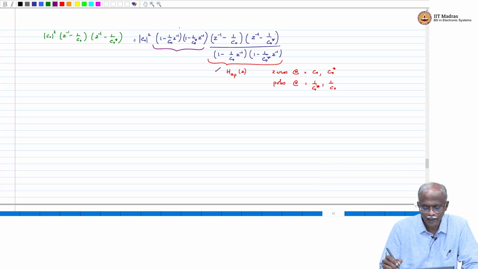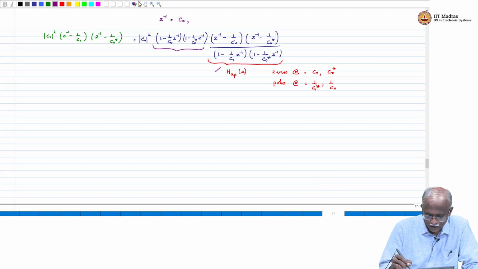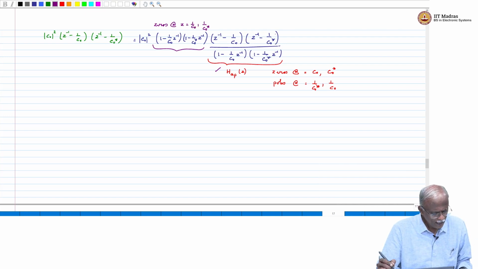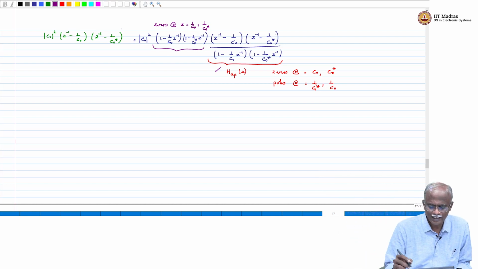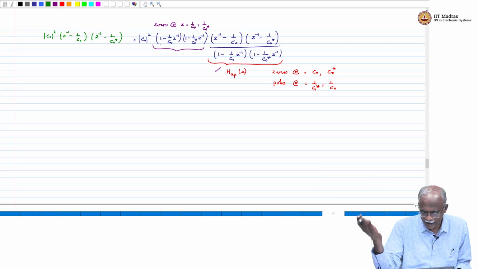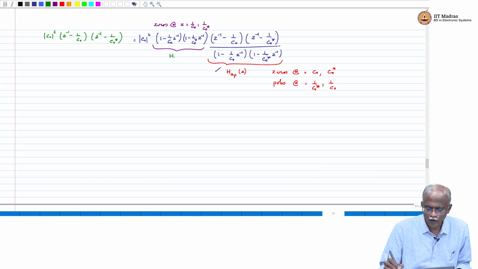Now, this transfer function has got the zeros sitting inside the unit circle. How do I know that? Where are the zeros? Z inverse is equal to C naught. The zeros are at Z equal to 1 by C naught and 1 by C naught conjugate. Okay, and C naught was outside the unit circle, so 1 by C naught conjugate will be inside the unit circle. So these are at exactly the same locations as the original zeros, but now are sitting inside the unit circle. So I can call this the minimum phase transfer function H min of Z.